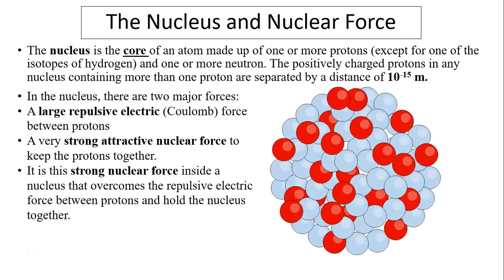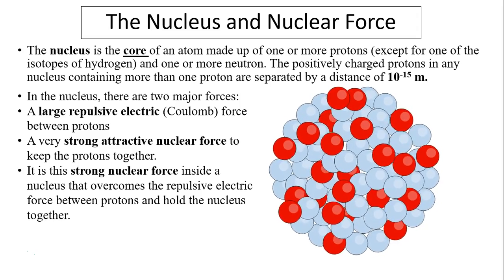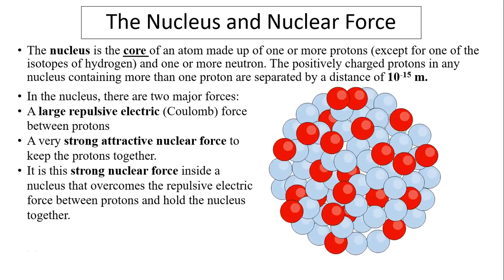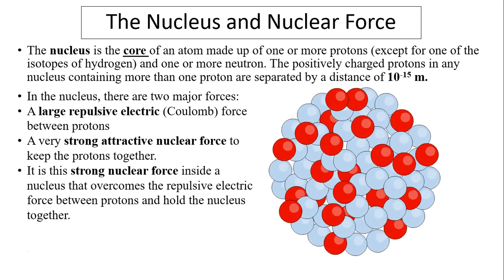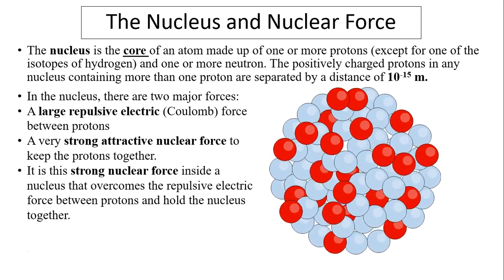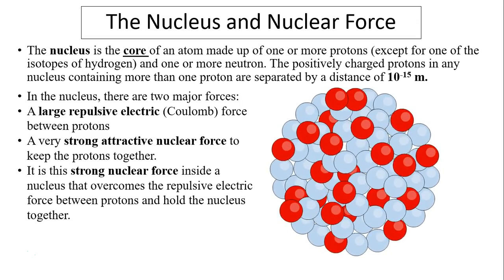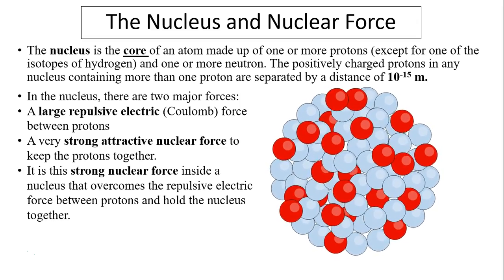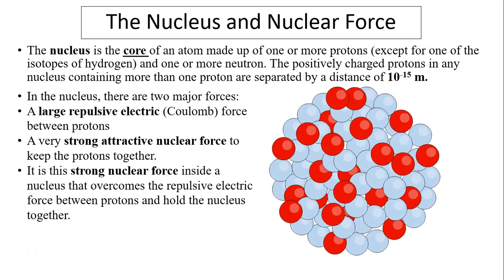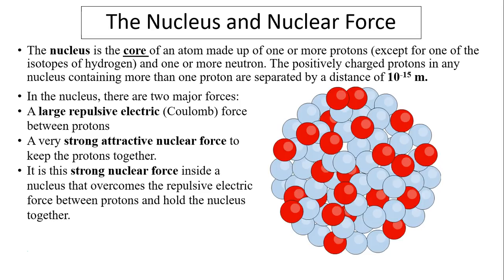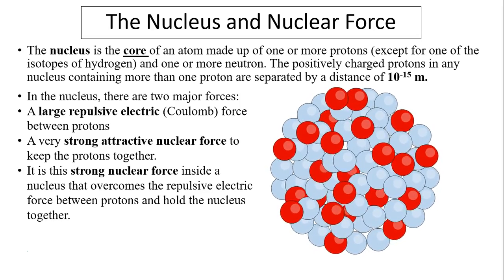The nucleus is the core of an atom made up of one or more protons, except for one of the isotopes of hydrogen, and one or more neutrons. The positively charged protons in any nucleus containing more than one proton are separated by a distance of about 10 to the negative 15 meters.